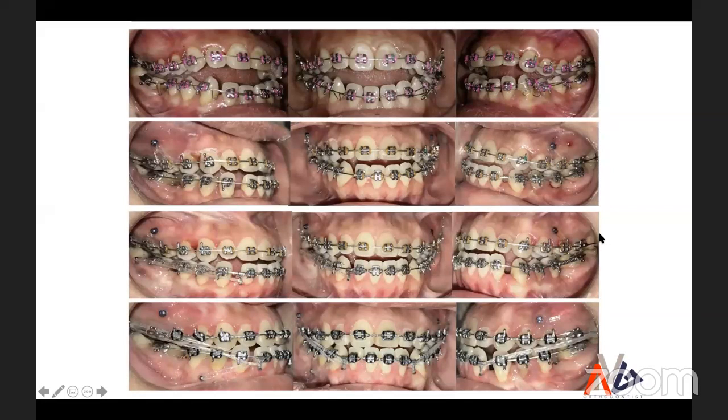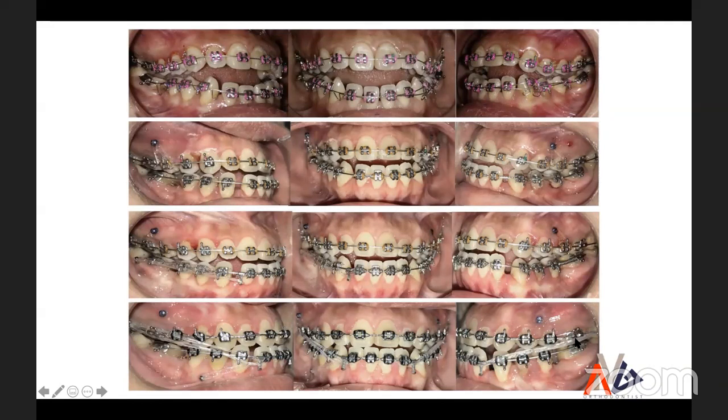Now over here, I have also used some horizontally fashioned class 3 elastics in order to close the space and get the lower teeth within the upper teeth. At the same time, I'm continuing the upper intrusion because I don't want to lose the effect of the intrusion with the use of such horizontal class 3 elastics, which may tend to extrude the posteriors.